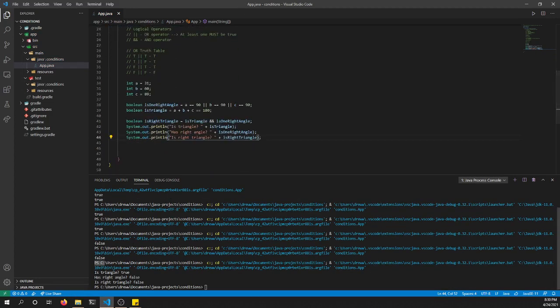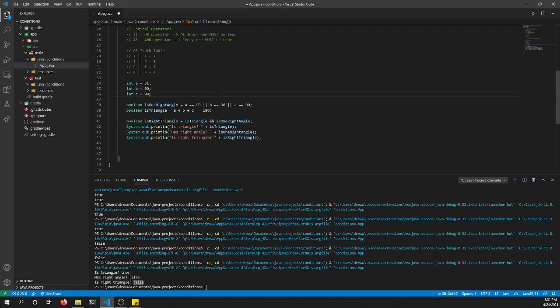Okay. Is it a triangle? It is a triangle, but it does not have a right angle. And it is also not a right triangle. That's because with the AND operator, it's not at least one, it is everyone must be true. So to be a right triangle, is triangle has to be true, and is one right angle true.